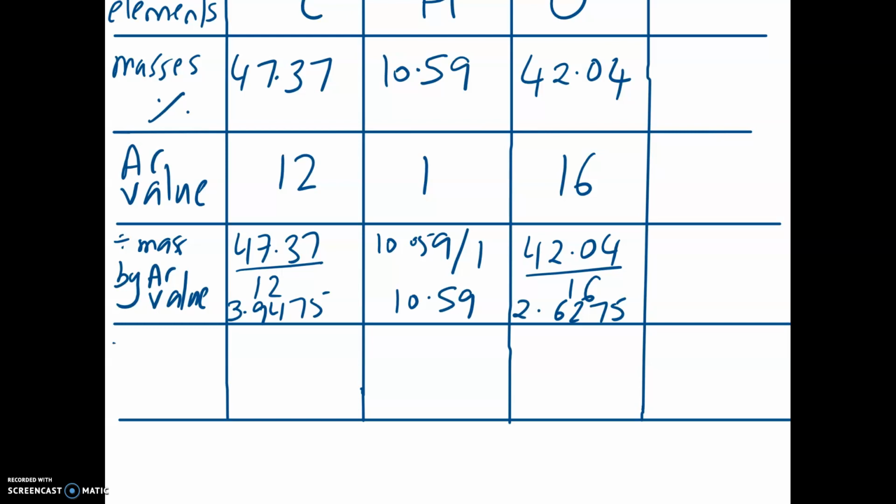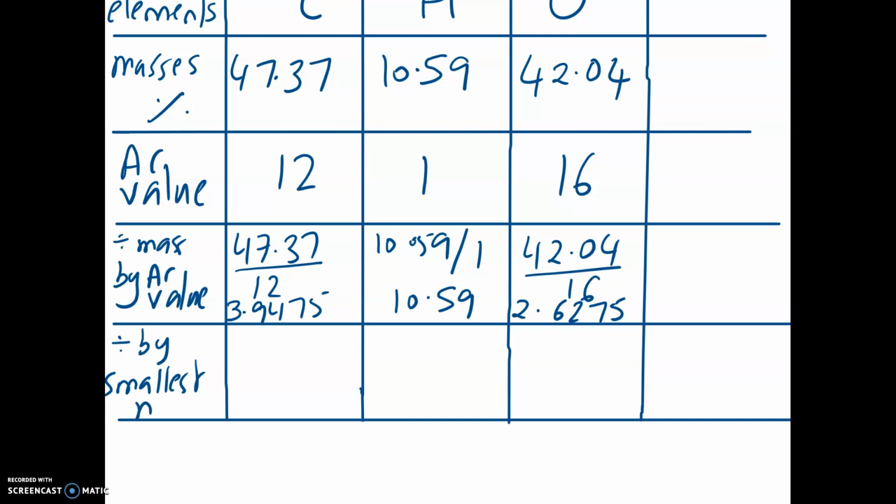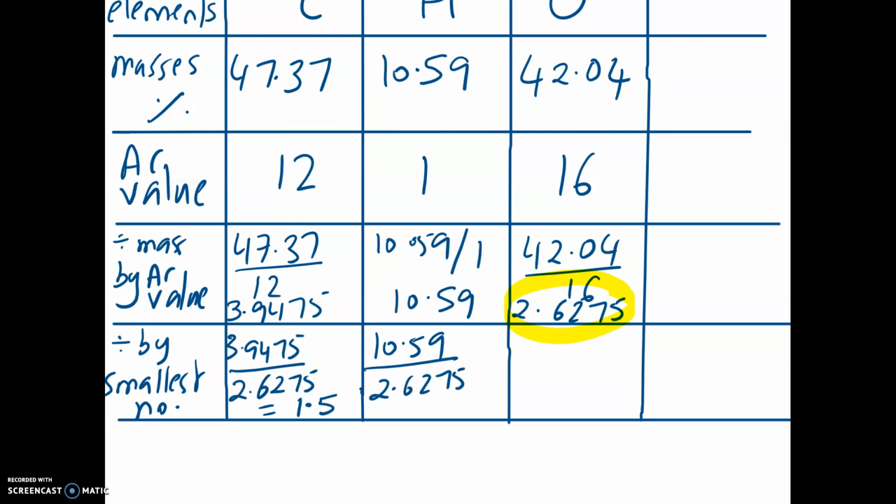The next stage we're going to do is divide by smallest number. So this time our smallest number is this. So if you divide 3.9475 by 2.6275, you get 1.5. The next one, 10.59 divided by 2.6275, you get 4, and obviously the number itself, you get 1.